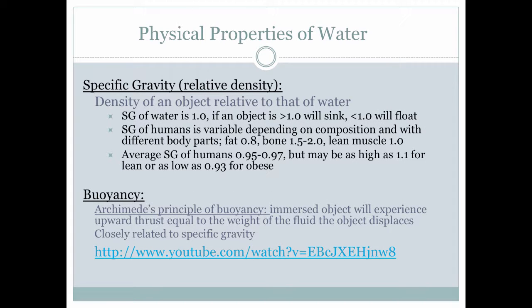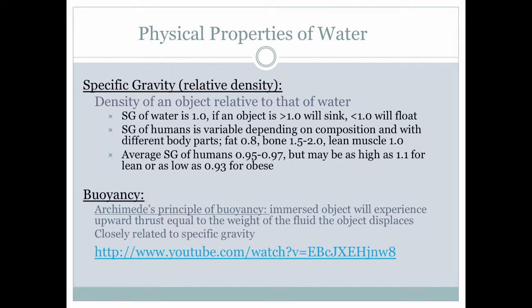So let's look at the physical properties of water. So first, specific gravity or relative density. The density of an object is relative to that of water. So the specific gravity of water is 1.0. So we all know from science that if the object is greater than 1.0, it'll sink, and if it's less than 1.0, it's going to float.